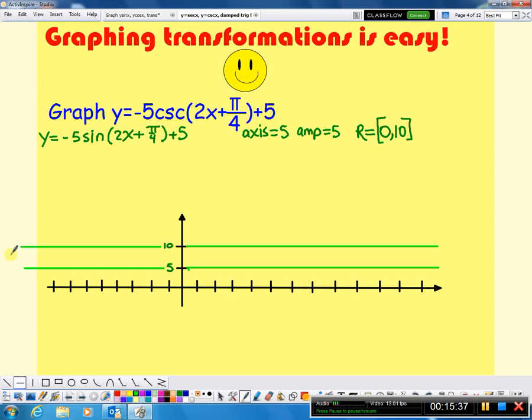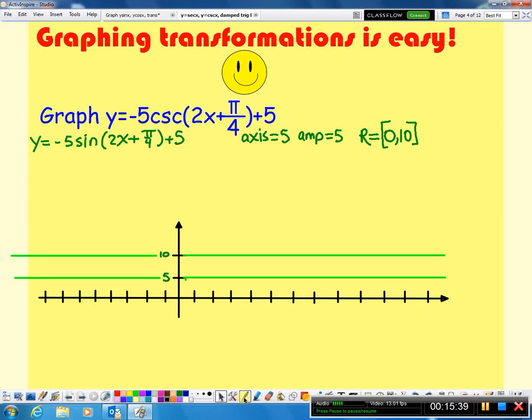Not a big deal. So at this point, the next thing I need to do is figure out what's going on on the x-axis. What's happening with my period and that sort of thing. So I'm going to set 2x plus pi over 4 equals 0, 2x plus pi over 4 equals pi over 2, 2x plus pi over 4 equals pi. So my general x stuff, and by now I hope you're getting pretty quick at doing this.